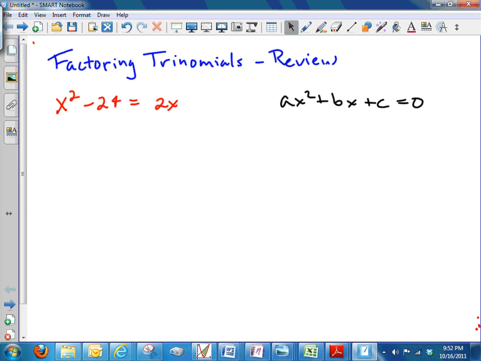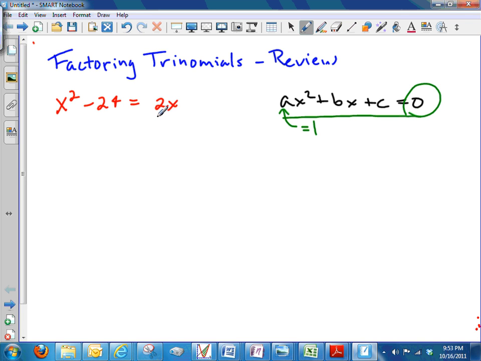This video is going to do a quick review of factoring trinomials that come in this form: ax squared plus bx plus c equals 0. Okay, I want to start easy with a quadratic whose a term is equal to 1. Now, this quadratic, the a term is equal to 1, but it doesn't quite look like this. And in fact, this 0 is very important. We need the quadratic to equal 0 in order to be able to solve it.